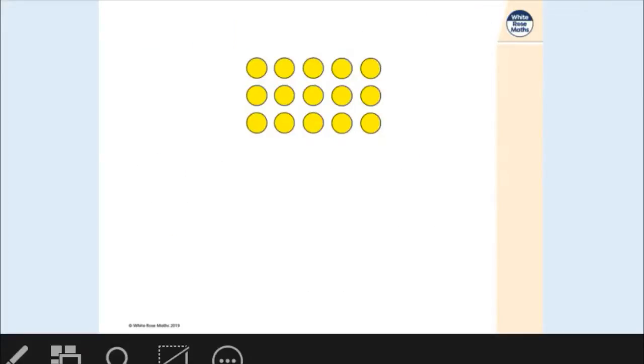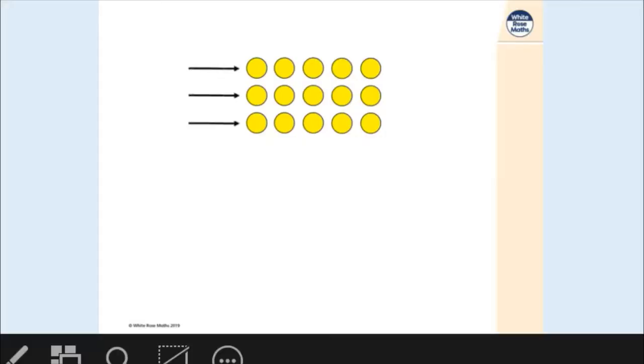So moving on slightly, we're now going to explore multiplying and dividing by 3 with an array. Here we've got our array on the screen. So an array's got rows and columns, hasn't it? Rows go left to right, columns go top to bottom. Let's have a look at the rows first.